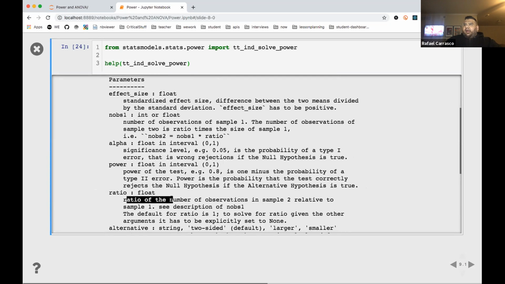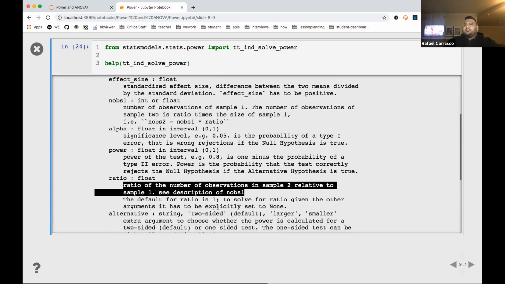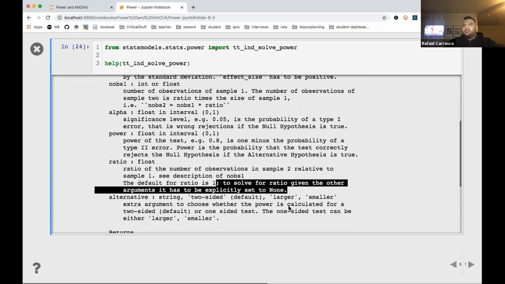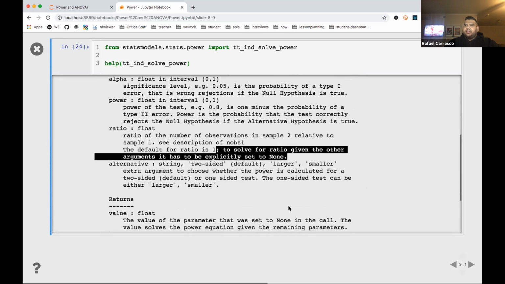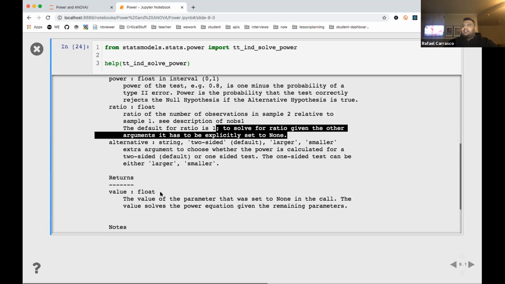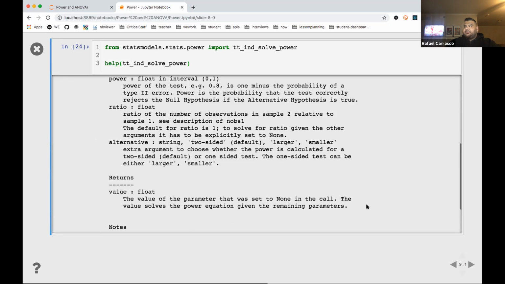Now float, ratio: the number of observations in sample 2 relative to sample 1. So the default is 1, which in this case they're all 1, but basically you can set that ratio if you really need to. And then it just returns the value that you're searching for. Any questions on that?